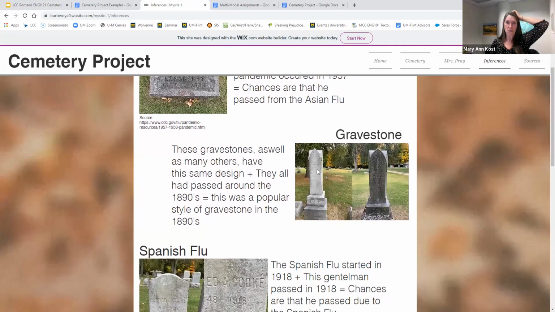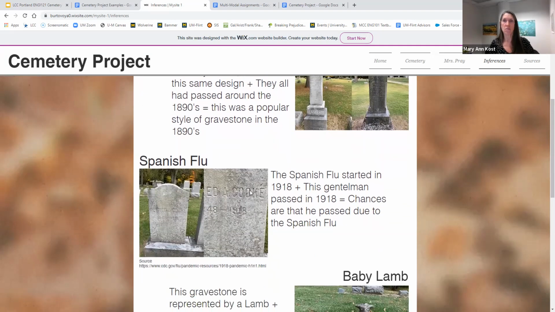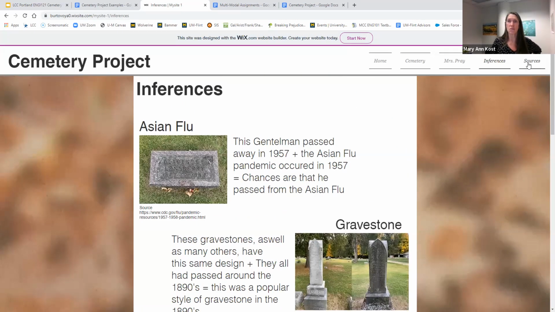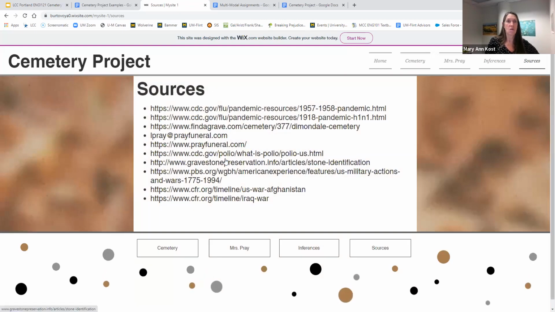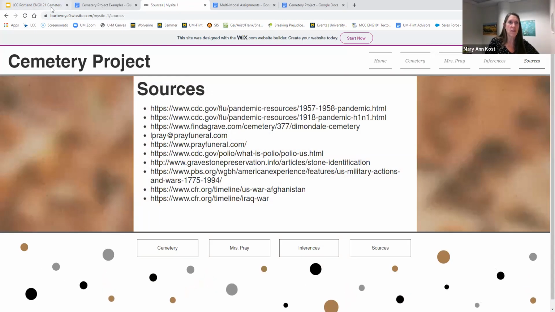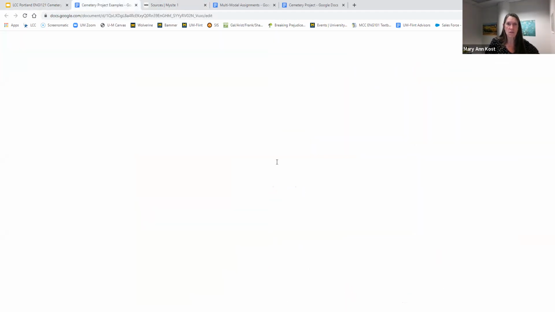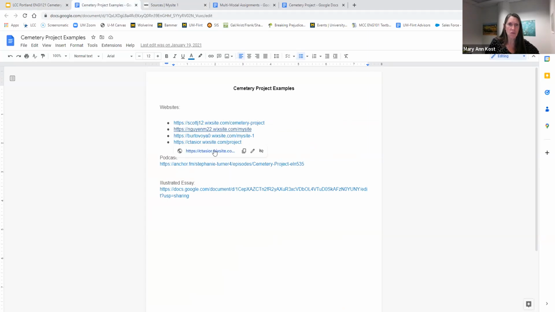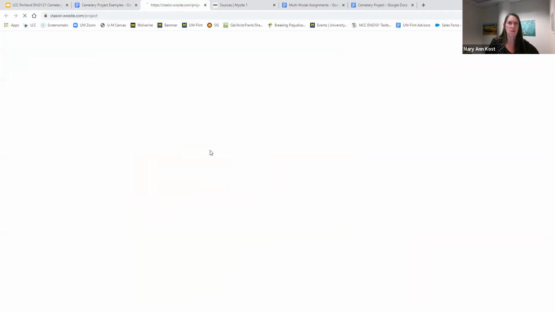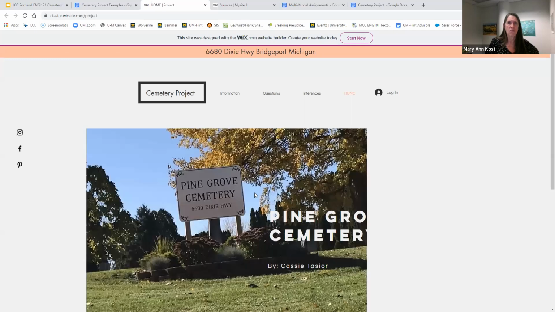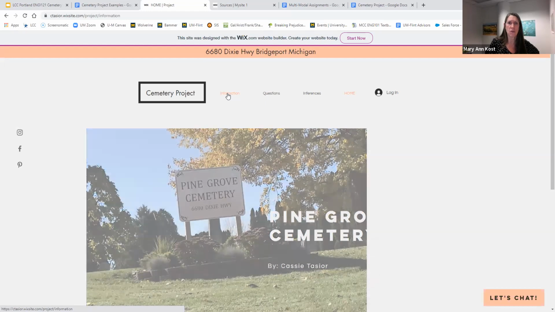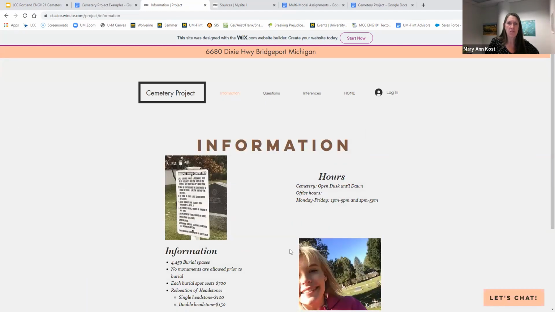And then here's another picture and a gravestone. And then he even did his sources, which is fantastic. So here's another one I want to show you. This is Cassie's, I think. Okay, so she went to Pine Grove. A little bit of history, information. There's Cassie right there. Her questions.